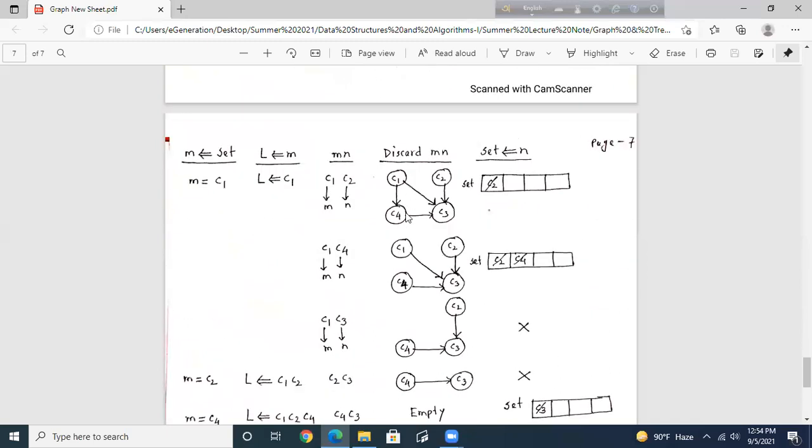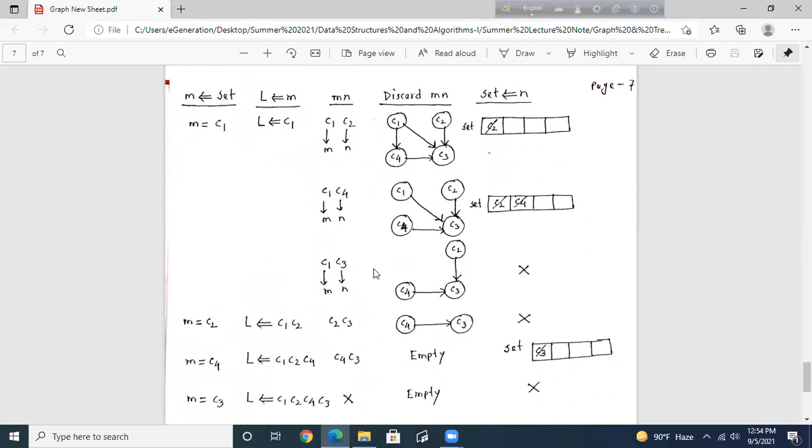So dear student, I have removed C2 from the set and I have written that as M, because its name will be M. According to the algorithm, M should be written inside the L. So I have inserted C2 inside L.